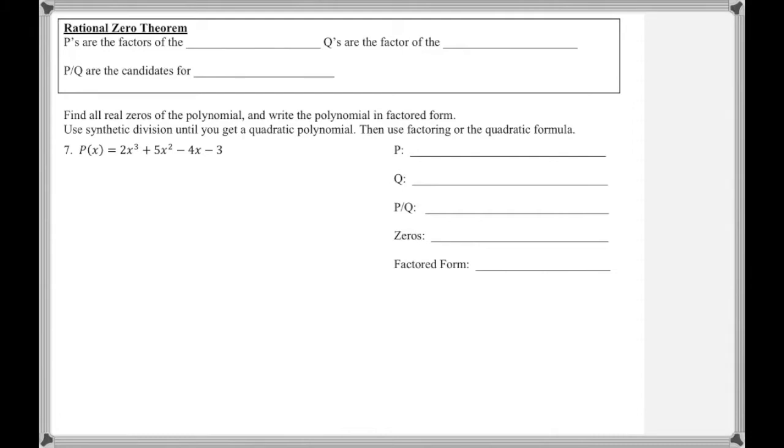So the p's, these are going to be the factors of the last term. The q's, these are the factors of the leading term. And then if we take p over q and really come up with all the different combinations of those fractions, those are the candidates for the rational zeros or rational solutions.